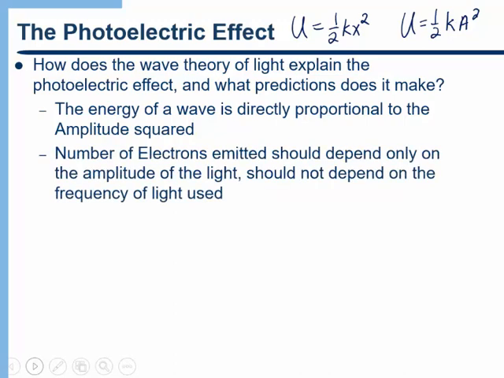So here's what we would expect from the wave theory. We would expect that the number of electrons that are emitted should depend on the amplitude of the light. So in other words, how much energy is the wave delivering? Well, that's proportional to the amplitude squared. So if we increase the amplitude or brightness of the light, more electrons should be given off. You'll also notice that the frequency of the light shouldn't matter at all, because fundamentally, the only thing that's affecting the amount of energy carried is the amplitude of the wave.